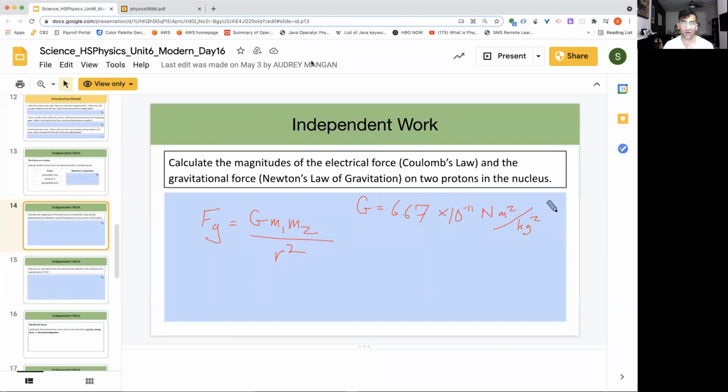And that is our M1 and our M2. 1.67 times 10 to the negative 27th kilograms. So this has a tiny, tiny amount of mass. There are two of them. And then again, we're going to use the Fermi for our radius, and that is 10 to the negative 15th meters. That is our distance between these two. And so if I plug it all in, here's what it looks like. We're going to do one more calculation.